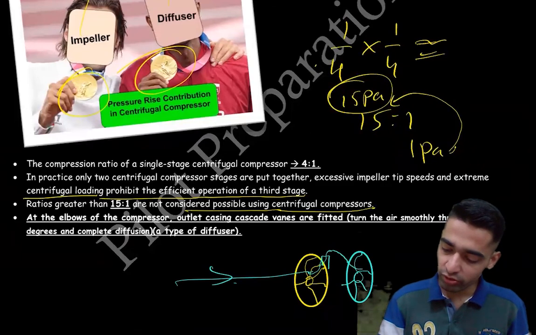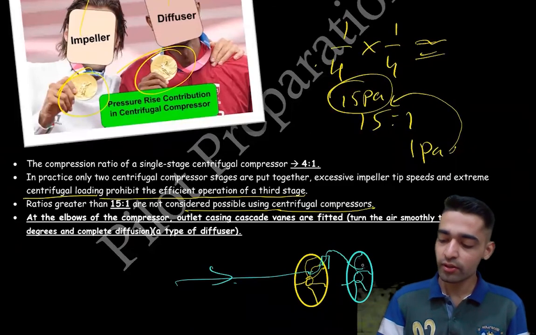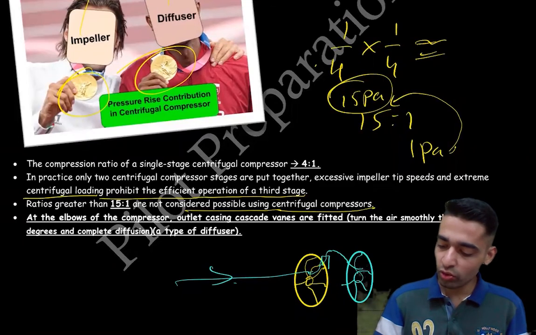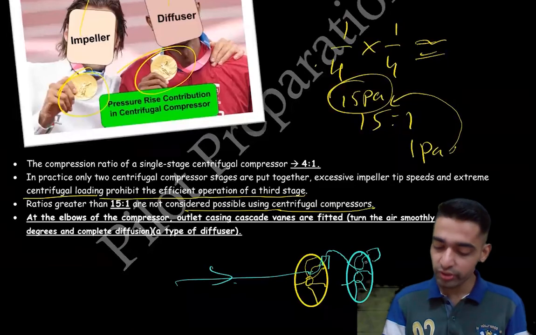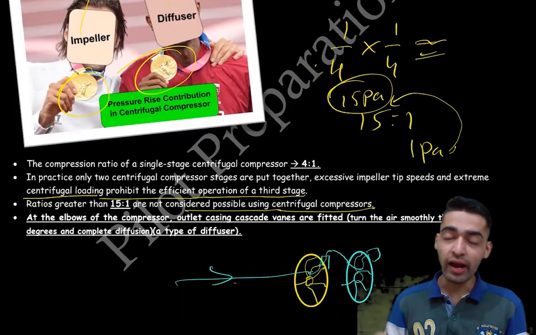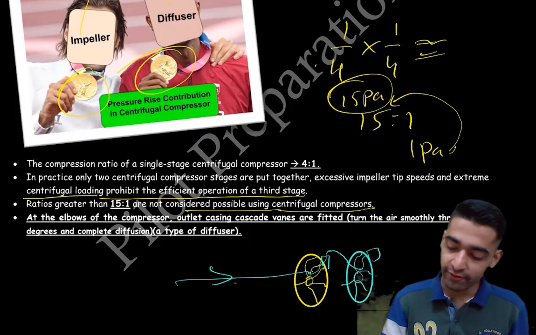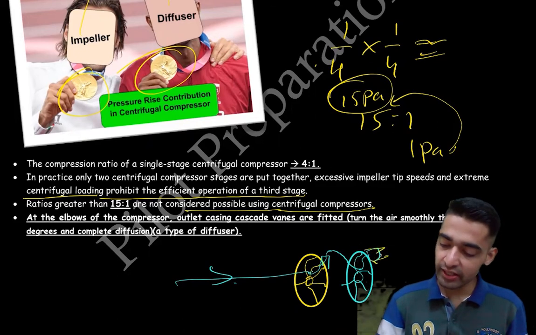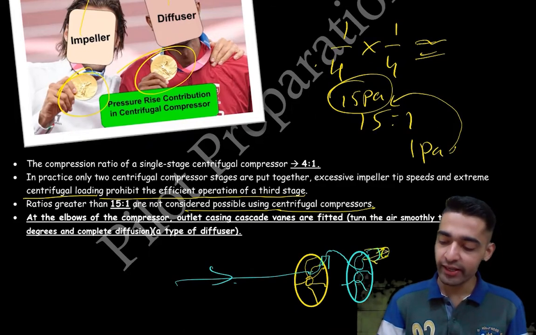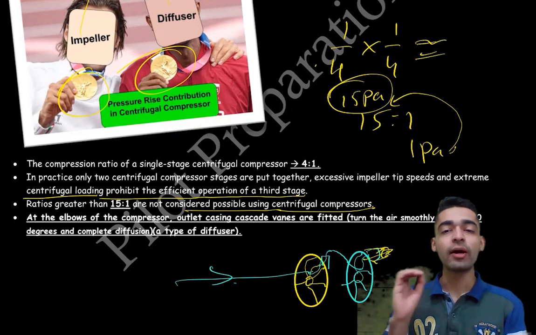Then in the next part also, it is hit to the eye of the impeller. And again, it goes like this. And this time, it does not go outside through the diffuser. It goes outside with the help of cascading vanes. These cascading vanes guide the air to flow towards the combustion chamber.